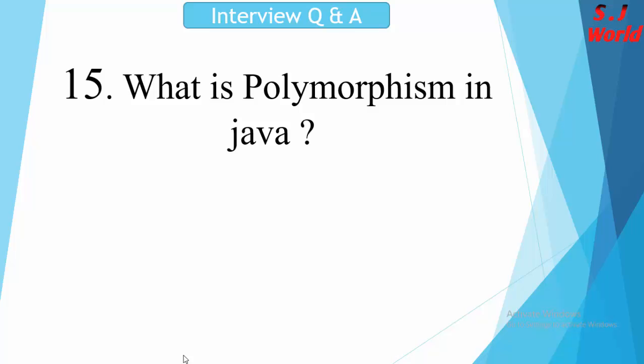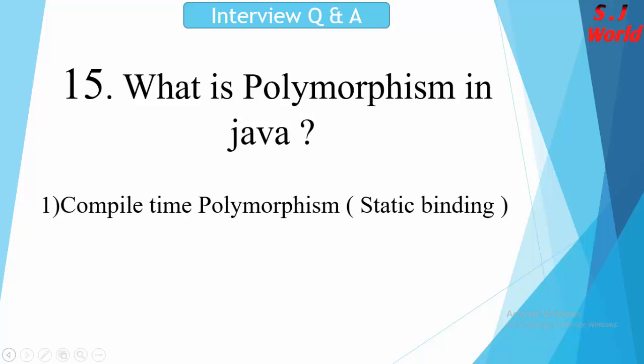First is compile time polymorphism. It is also called static binding. Compile time, as the name suggests, which method is going to be executed, इसका डिसीजन कौन करेगा? कंपाइलर करेगा. कौन सा मेथड एग्जीक्यूट होगा इसका डिसीजन कंपाइलर करेगा at the compilation time. Okay, for example, method overloading क्या होता है?